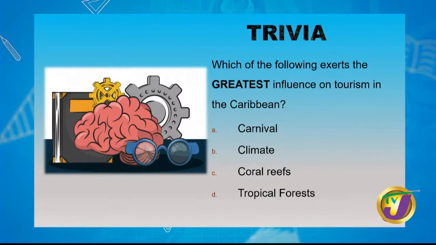If your answer is B, yes, you are correct. And why is climate the greatest influence? The climate of the Caribbean remains warm because it is close to the equator. We benefit from the sunshine right throughout the year, and it is quite an experience for snowbirds that are coming from extreme temperatures from North America or from the South American continent at different points or in winter periods in their region.